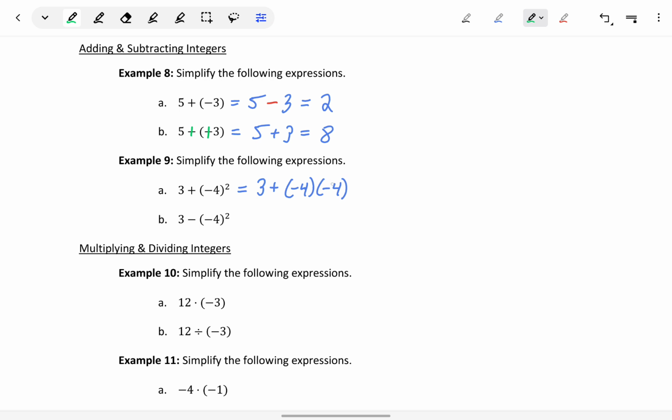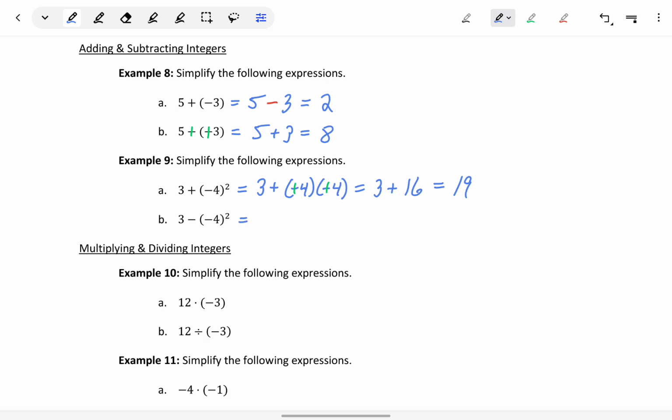Anytime we have a negative times a negative, it's the same as subtracting a negative number. Those two negatives cancel each other out. So we'll end up with 3 plus positive 4 times positive 4, or 16. Adding those two numbers then would give us 19.